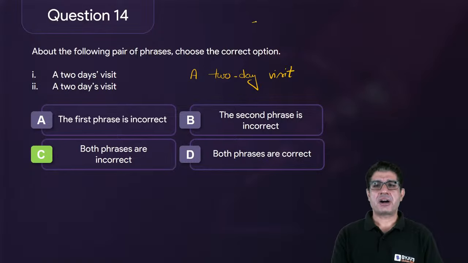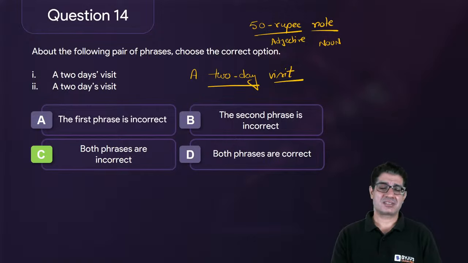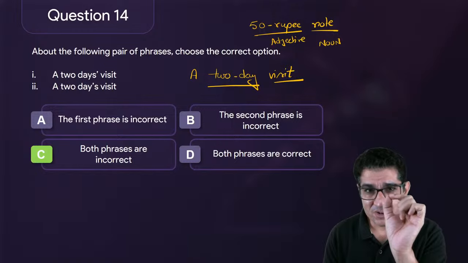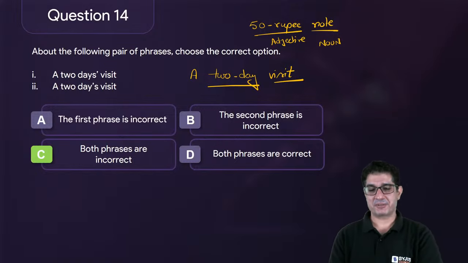Remember, I found a 50 rupee note lying on the floor. So note, that is the noun. This is an adjective. Why would an adjective really use possession? Similarly, visit is a noun. 2 day is an adjective. You don't need it. In fact, even that S is wrong. So you just say a 2 day visit, where technically 2 and day should have this hyphen in between.